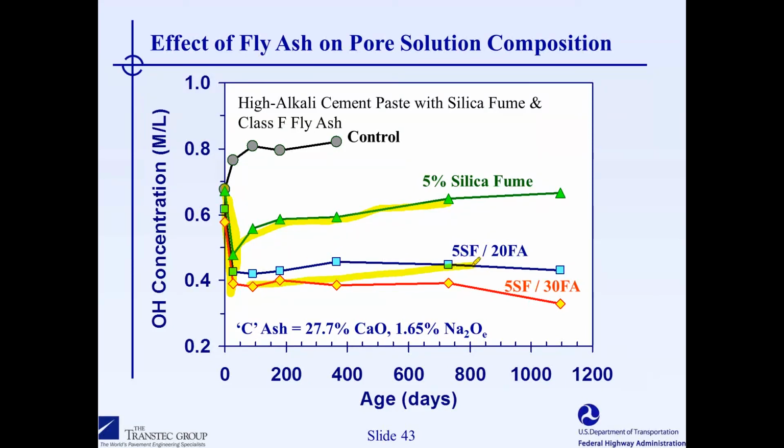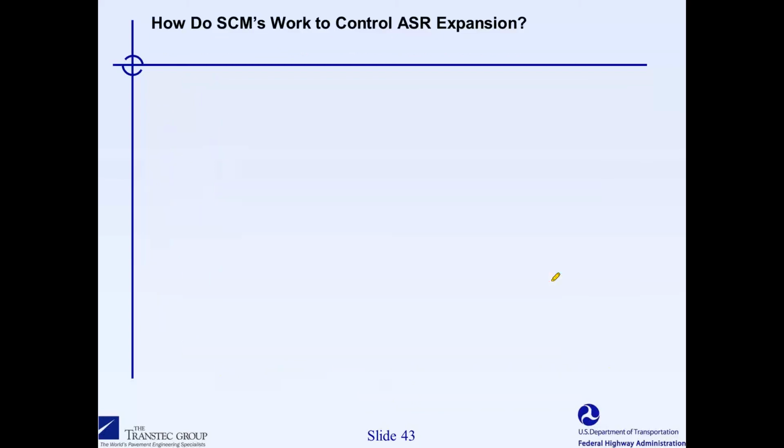This doesn't happen in the presence of fly ash. So we put a little bit of silica fume and fly ash together. The silica fume will produce a very early reduction in pore solution alkalinity, and the fly ash keeps it low, making these ternary blends with either silica fume and fly ash or silica fume and slag very effective in terms of controlling the pore solution and, of course, expansion due to alkali silica reaction.